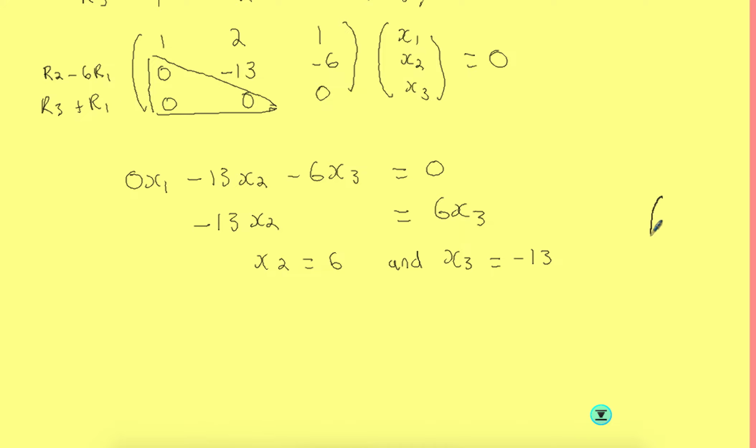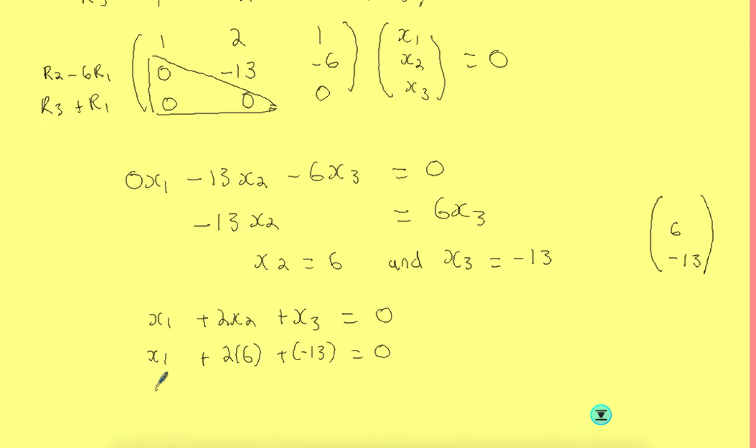So I know already my eigenvector looks like this: 6, negative 13, but I'm missing a wee element from the top here, so I need to work out what that is. In order to work that out, I'm going to use that top line there. x1 plus 2x2 plus x3 equals 0. Now, good thing is, I know already that x2 is 6 and x3 is negative 13. So I'm just going to substitute those in. So x1 plus 2 times 6 plus negative 13 equals 0. So that's x1, take away 1, is equal to 0. So x1, move that across, is equal to 1.